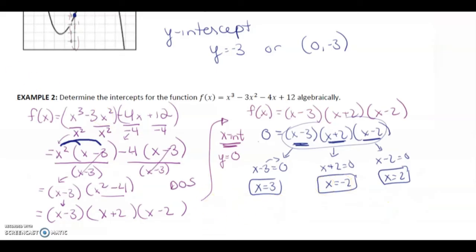In regards to the y-intercept, let's talk about when x equals 0. So we can go ahead and sub in f at x equals 0. You can do this in expanded or factored form. So even in expanded, 0 cubed minus 3 times 0 squared minus 4 times 0 plus 12. If you think about it, 0 cubed goes away, it's 0. 0 times anything is 0. And we are left with the y-intercept of 12.